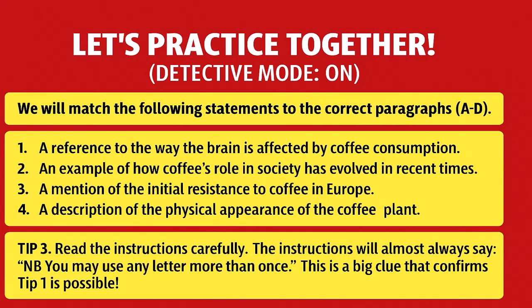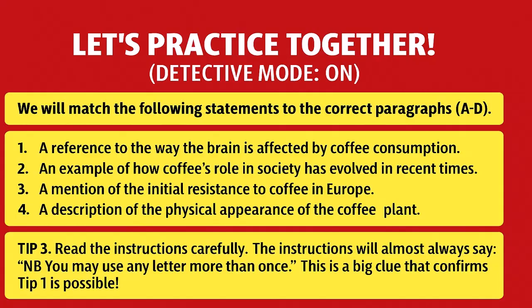All right, theory is great, but practice is where we really learn. Let's put our 3-step strategy into action. Here are 4 statements we need to find in a short passage about the history of coffee. The first thing we do is step 1, analyze the statements. Let's do it together. Statement 1. A reference to the way the brain is affected by coffee consumption. My keywords here are brain and affected. The type of information I'm looking for is a reference to or a description of an effect.